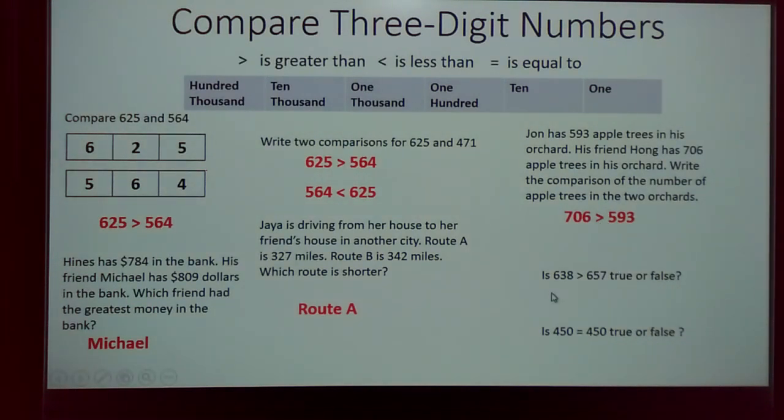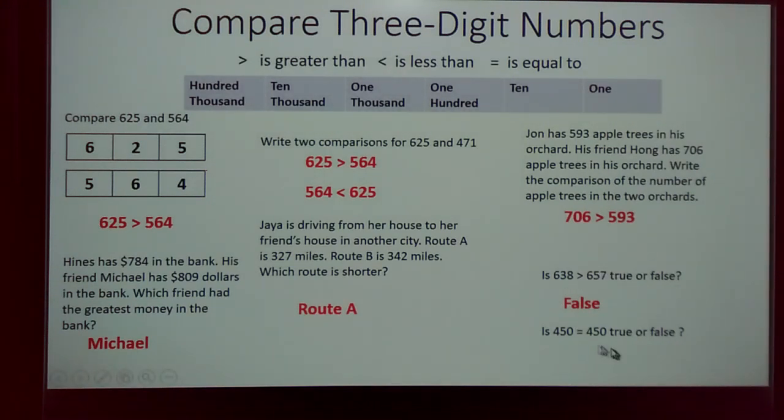Now, let's get this one. Is 638 greater than 657? True or false? It's false, because 657 is greater than 638, but the mouth is going to the lesser value. It needs to be going to the greater value. So technically, this should have read 638 is less than 657.